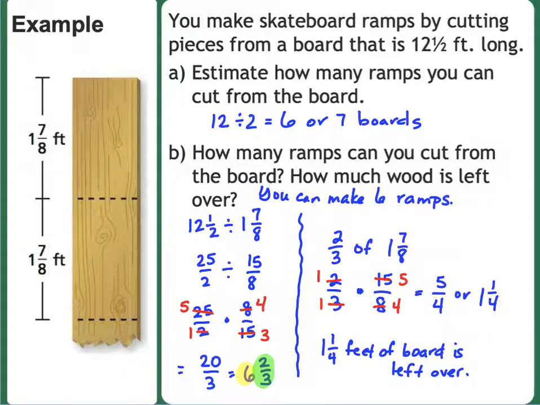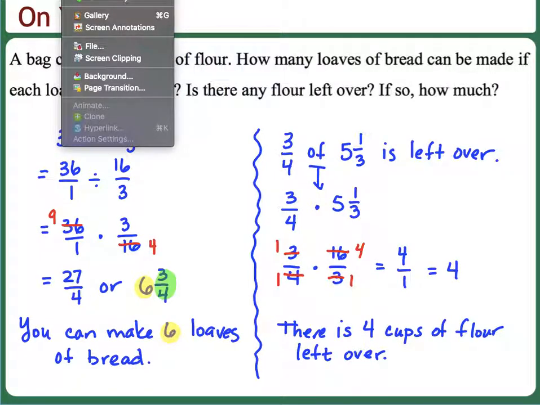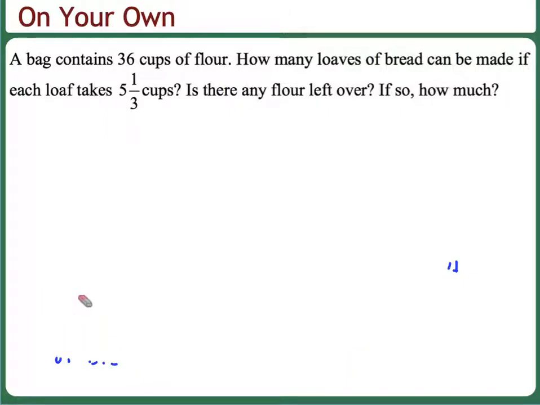All right, so give this one a try. It has to do with, oops, plot twist. That was the answer. All right, don't look. Let me erase this. All right, so give that one a try. So you're starting with 36 cups of flour. How many full loaves of bread can you make? And is there any left over? If so, how much? So give that a shot.